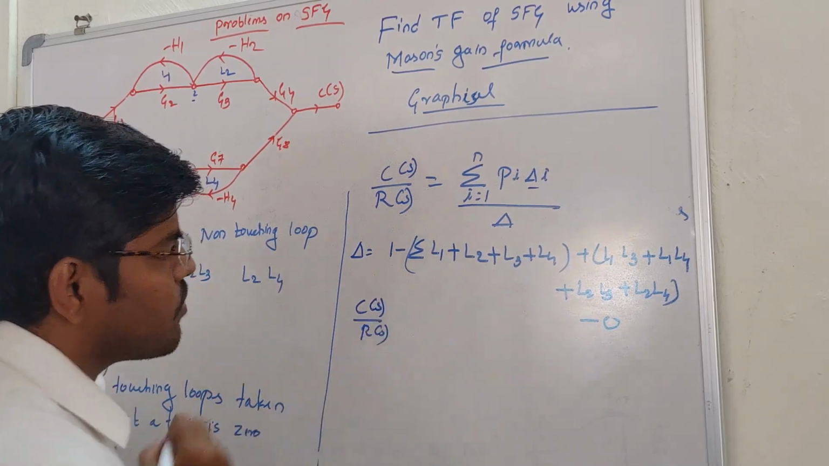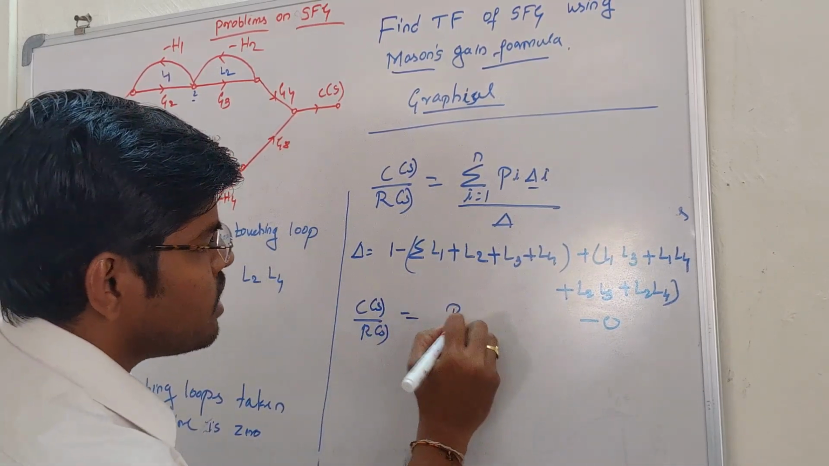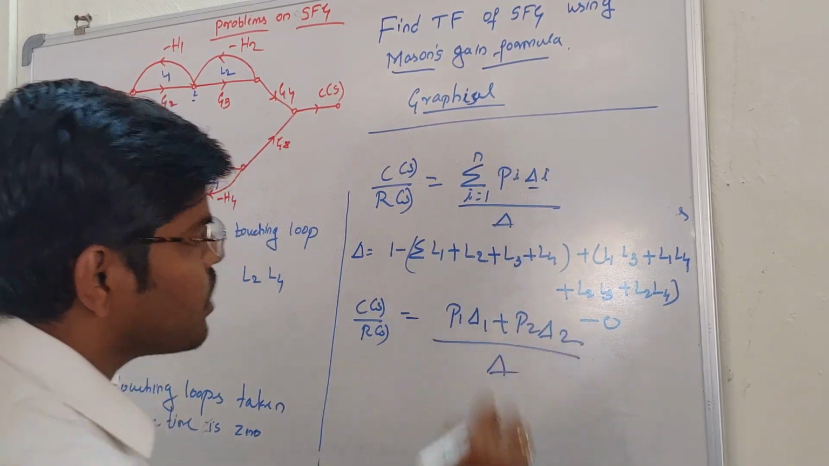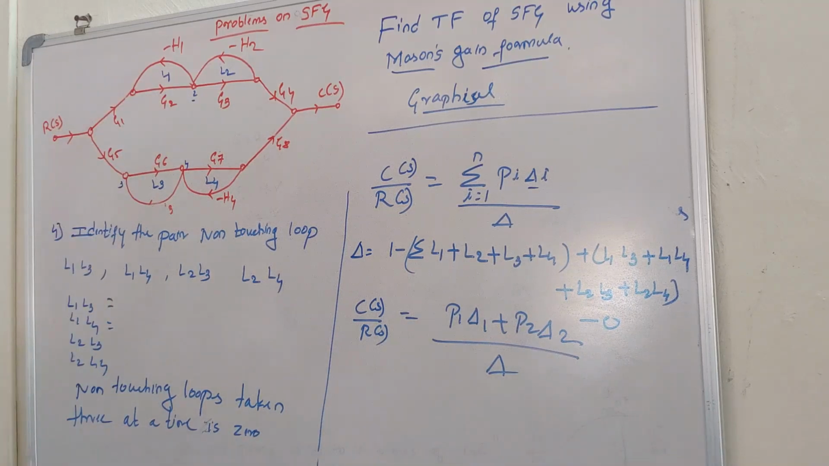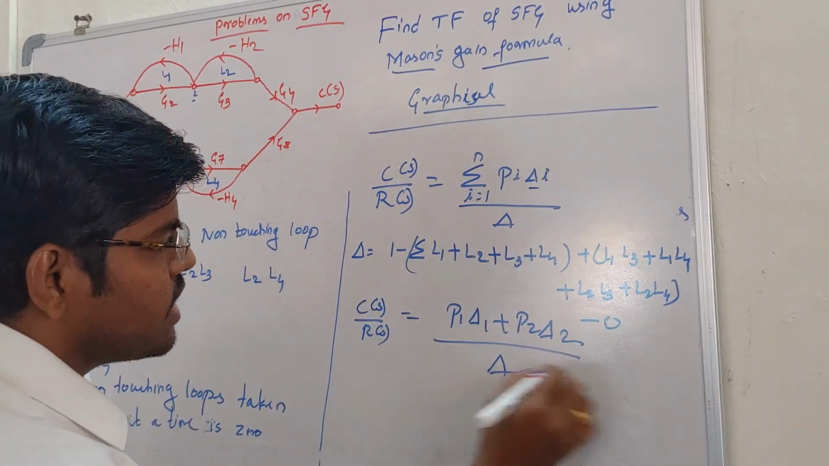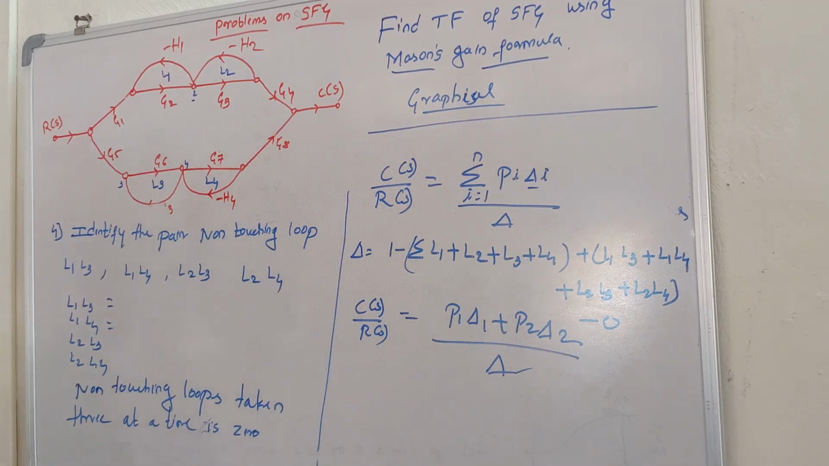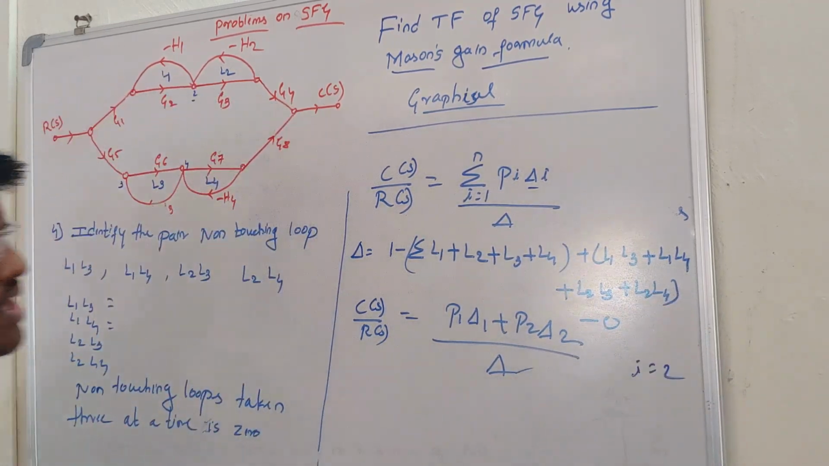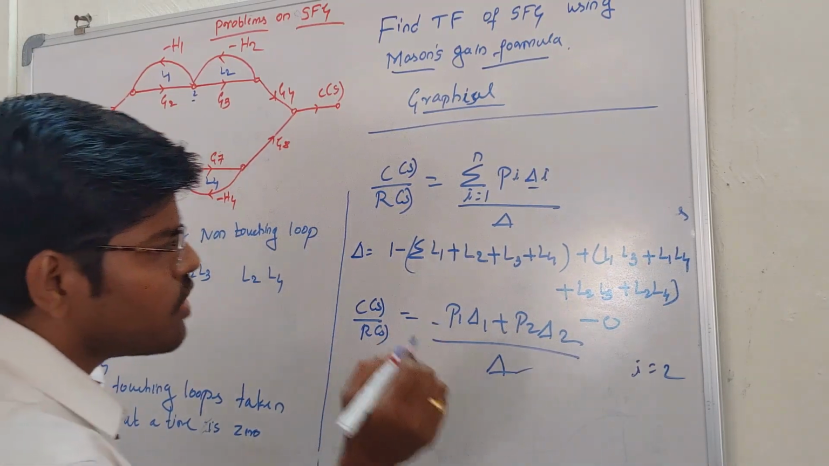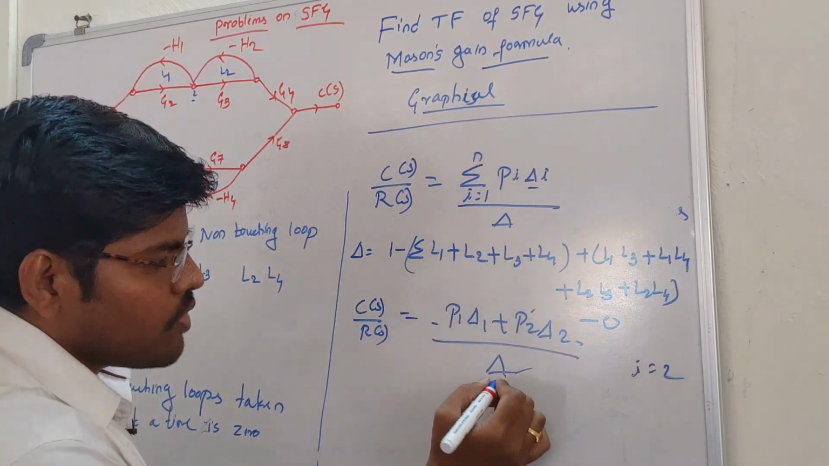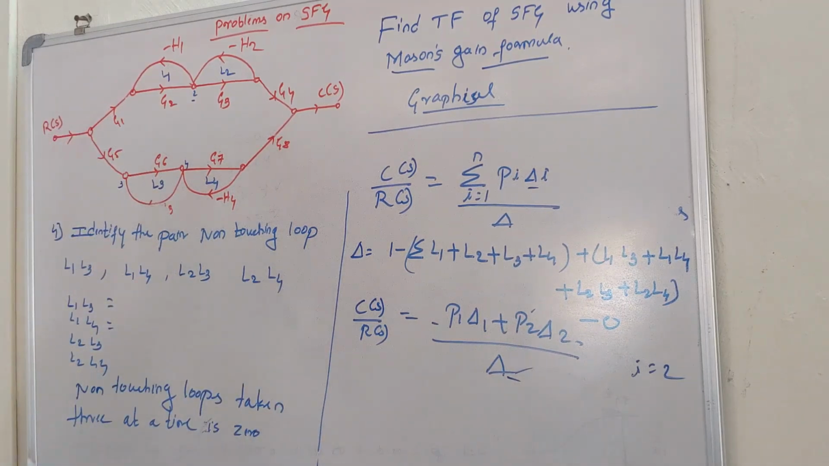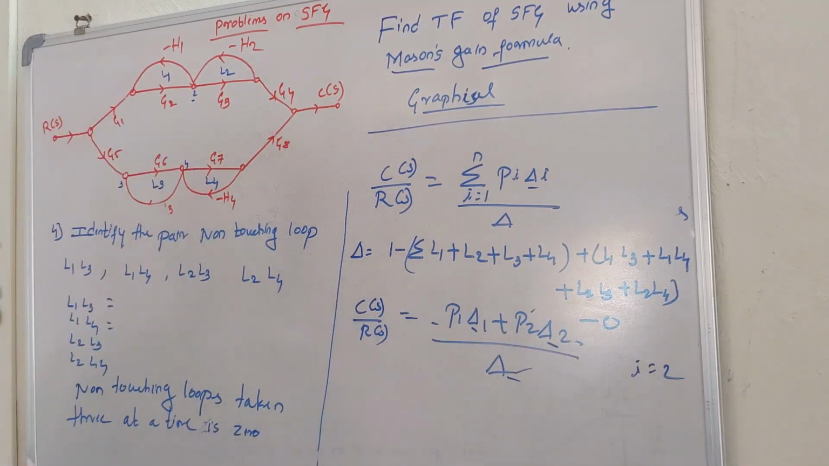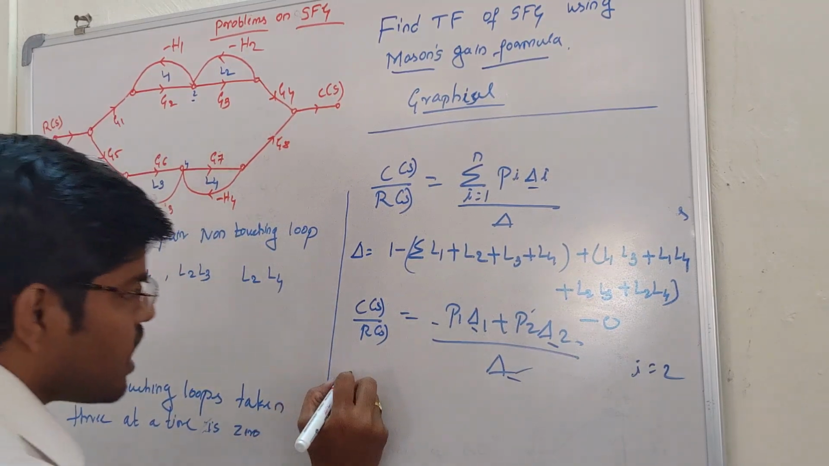Okay. So as there are 2 forward paths in the signal flow graph, the Mason's gain equation can be written as C of S divided by R of S equals P1 delta 1 plus P2 delta 2 divided by delta, where P1 indicates the first forward path, P2 indicates the second forward path, and delta indicates the complete determinant of the signal flow graph. As there are 2 forward paths, i equals 2. The next question is, we know the value of P1, P2, and the complete determinant, but we don't know the value of delta 1 and delta 2. So the next step is to find delta 1 and delta 2.